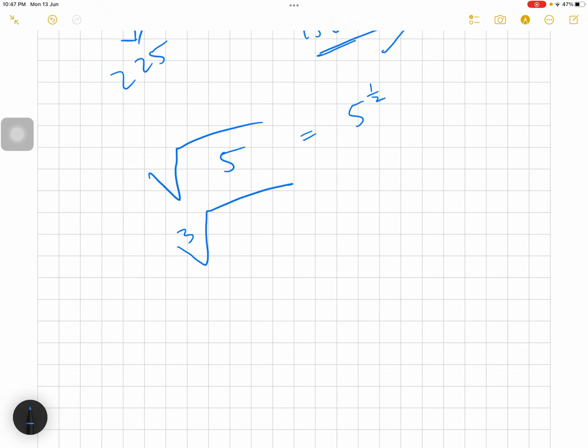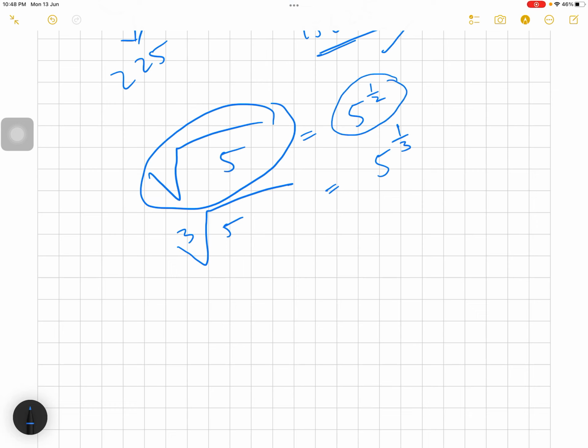Or if I want to write cube root of 5, I can write it as 5 raised to 1 by 3. This is the way of writing. I can't prove it, but this is the other way to write it. Square root of 5 can be written as 5 raised to 1 by 2, and cube root of 5 can be written as 5 raised to 1 by 3.